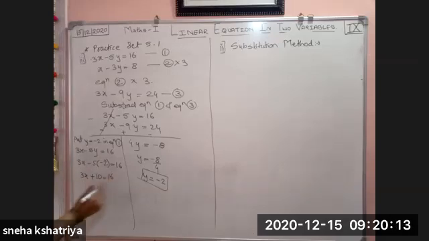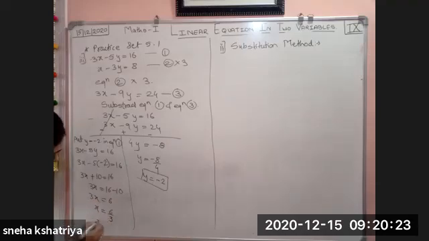This constant number is shifted to the right side. We get 3x is equal to 16 minus 10. 16 minus 10 is how much? 6. 3x is equal to 6. x is equal to 6 upon 3. So the value of x we get as 2.